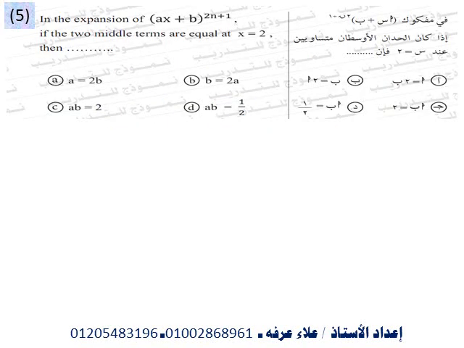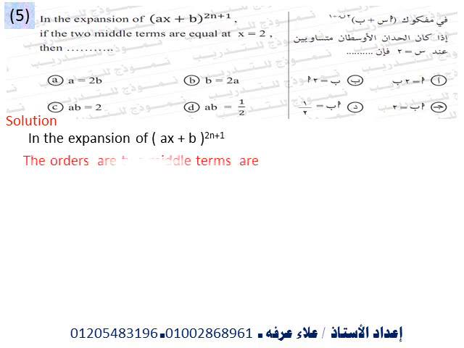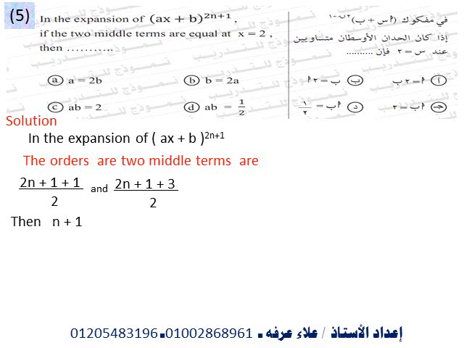In the expansion of (ax plus b) power 2n plus 1, if the two middle terms are equal at x equals 2, then choose the correct answer. In the expansion of (ax plus b) power 2n plus 1, the orders of the two middle terms are (2n plus 1 plus 1) over 2 and (2n plus 1 plus 3) over 2, that is n plus 1 and n plus 2.